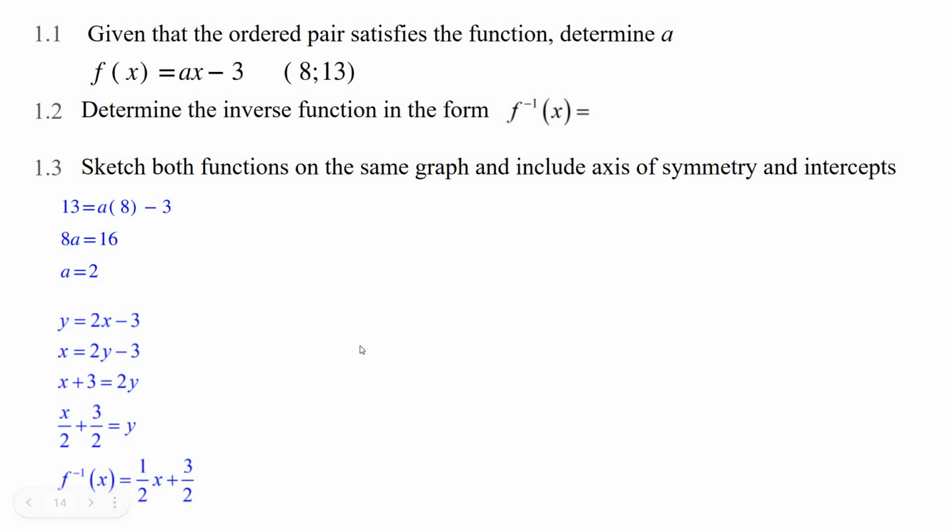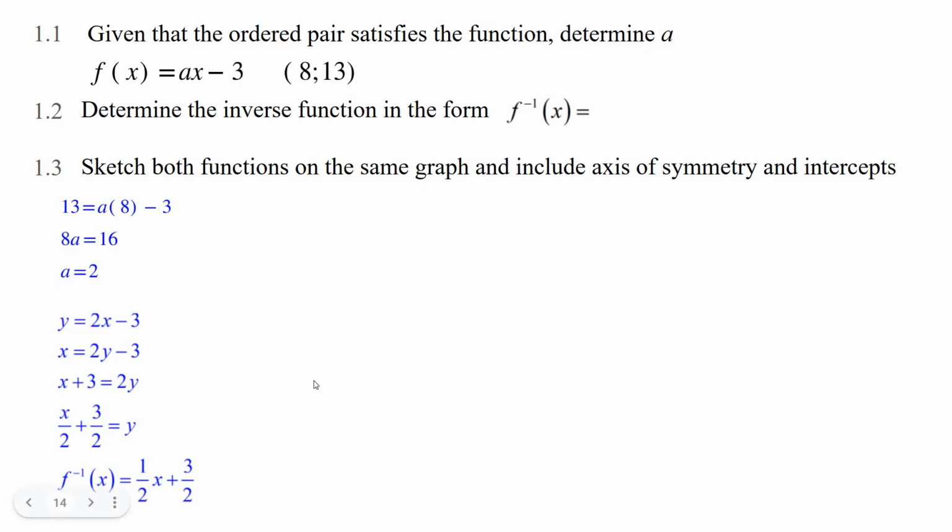I guess you could write it as (x plus 3) over 2, but I like to write it in the form of 1/2 x plus 3/2. And it said to write it in the form of f minus 1 of x. The inverse function of x is equal to, and there you go. Now we're going to sketch both functions on the graph.